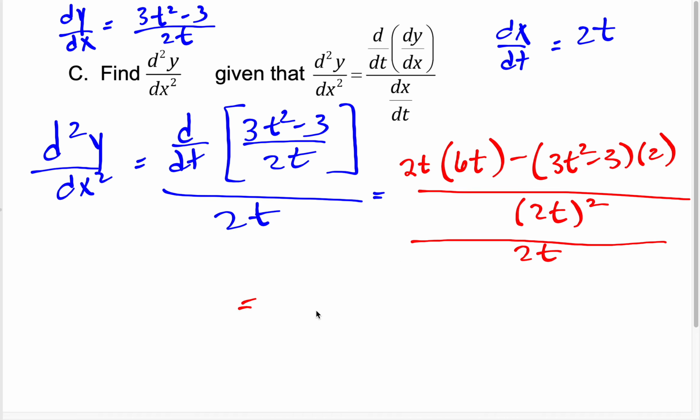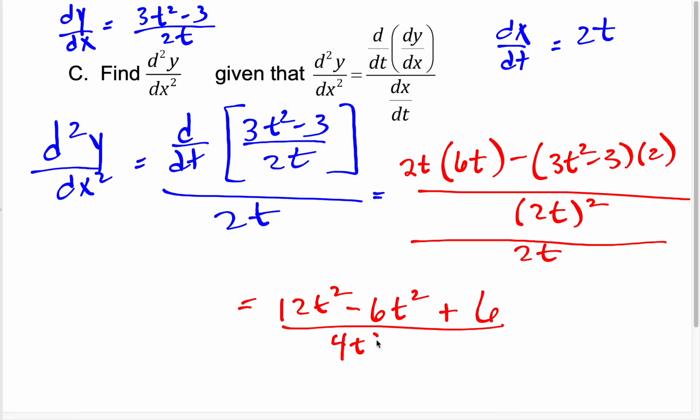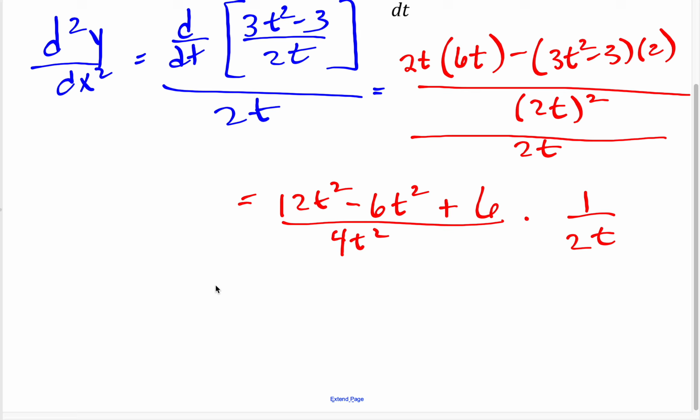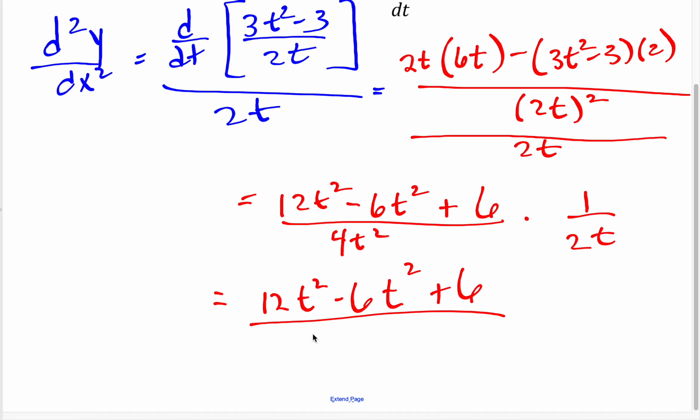Okay. So what do we have? We have 12t squared minus 6t squared plus 6 all over 4t squared, all over 2t, which is the same thing as multiplying by 1 over 2t. So as a result, we get 12t squared minus 6t squared plus 6 all over 8t to the third. Well, 12t squared minus 6t squared is 6t squared plus 6 all over 8t to the third.